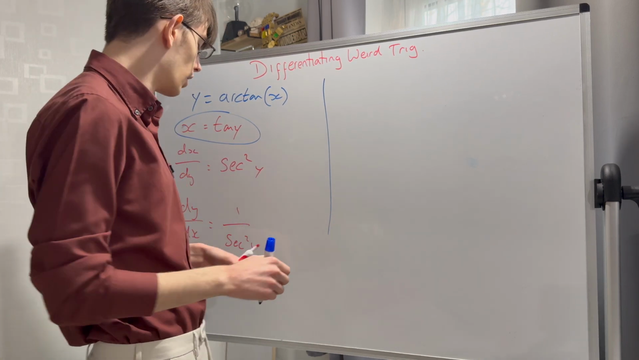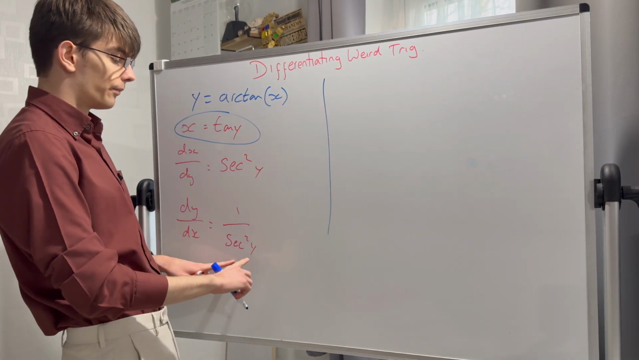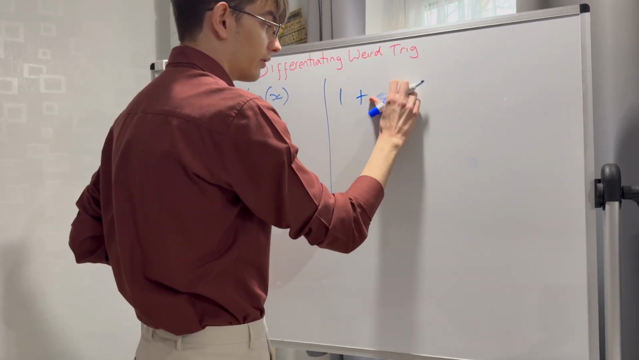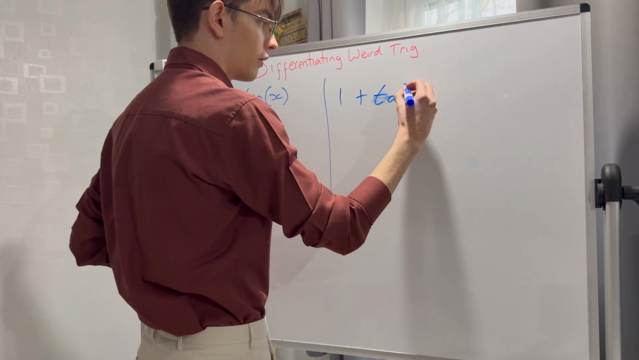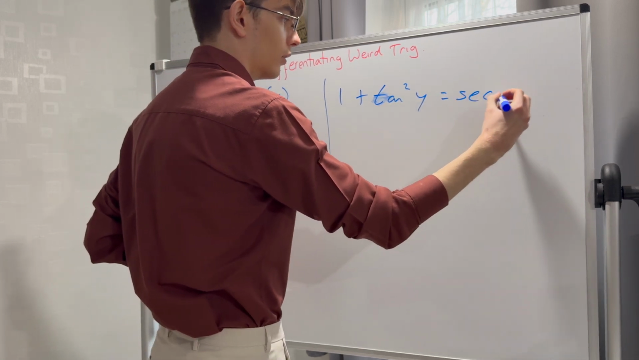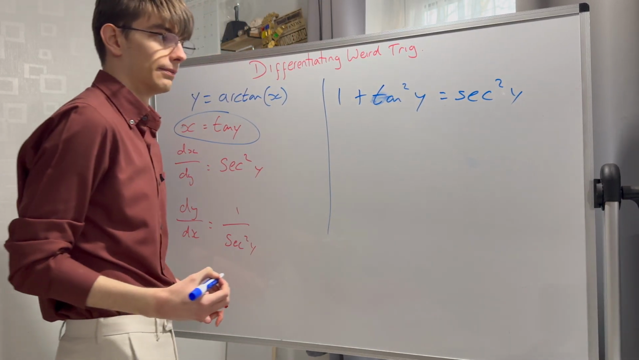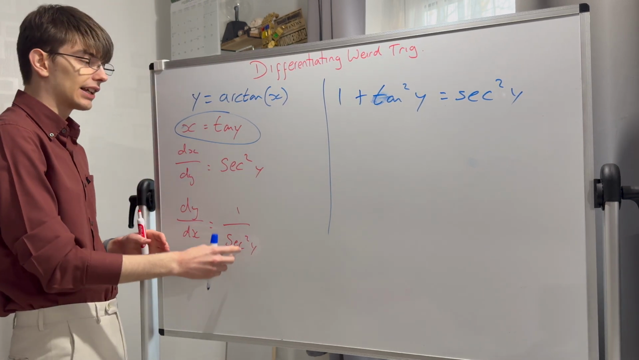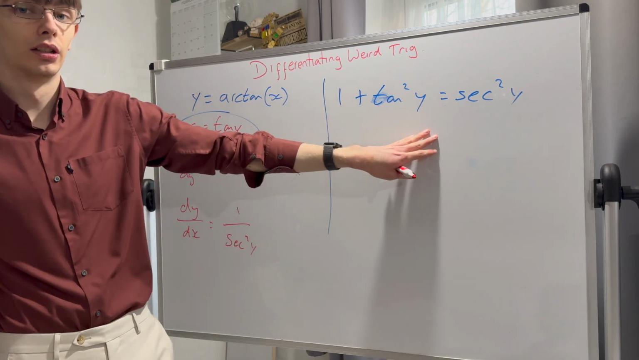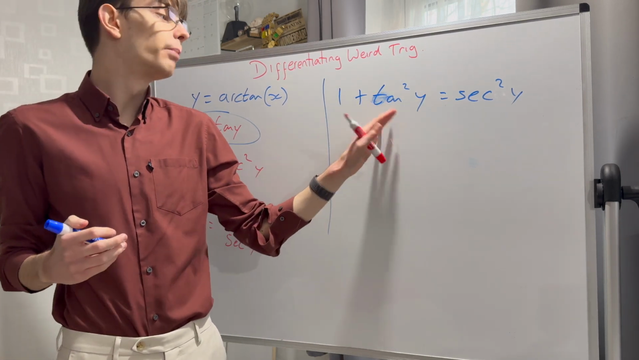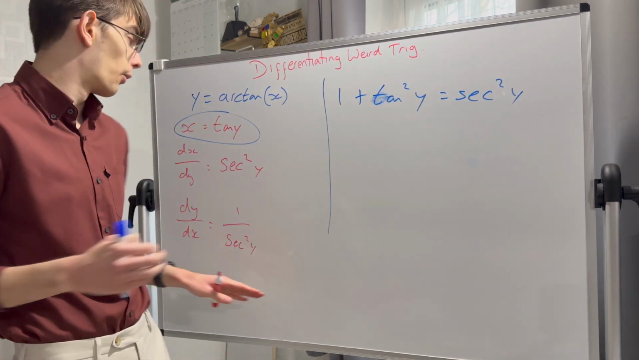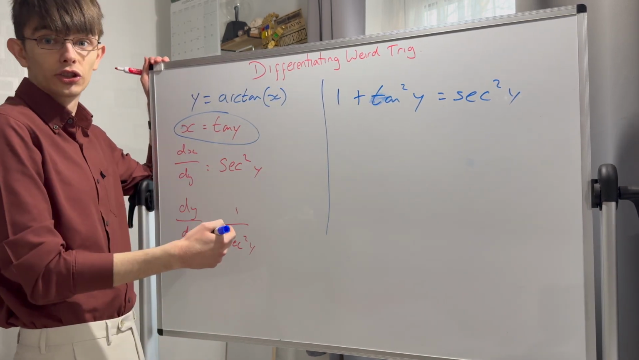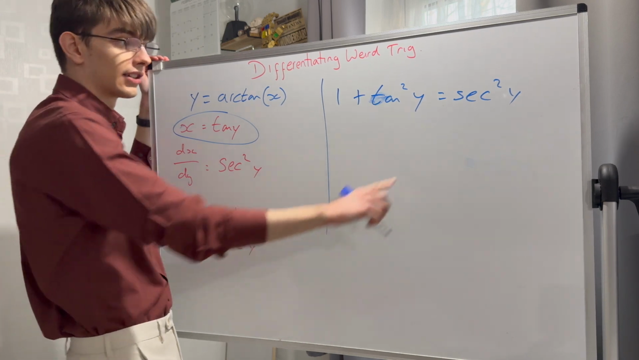I've got a nice identity that is 1 plus tan squared y is equal to sec squared of y. And it's important that if we're ever working with a sec squared and a tan, we remember this. Or we could derive it, but if I just state it, then that works too. So saying this, I don't even need to square root anything because I'm already working with a sec squared.